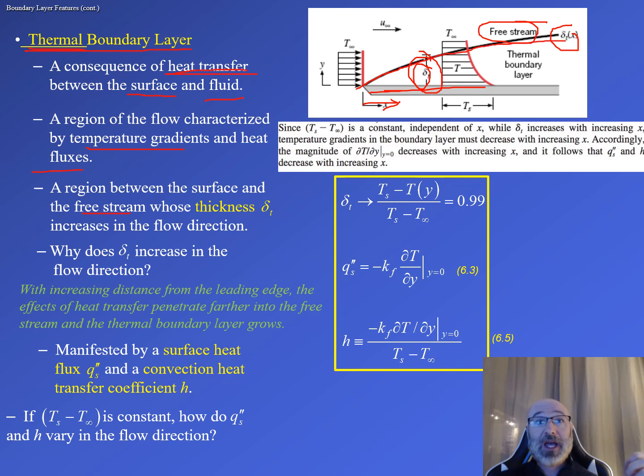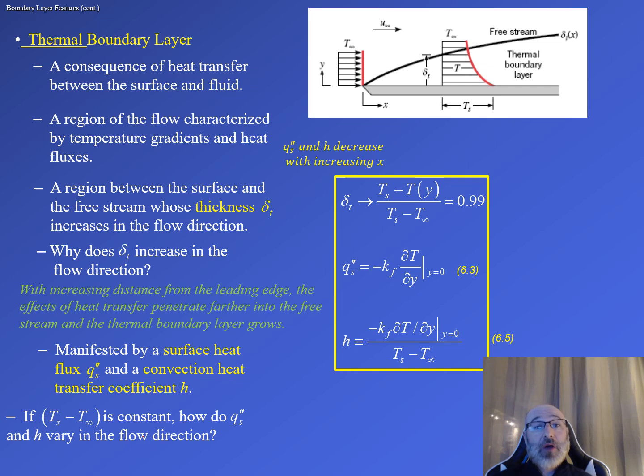So now the question is, why does delta T increase in our flow direction right here? Well, what we can think about here is with our increasing distance from that leading edge, the effects of our heat transfer are going to penetrate further into that free stream, and the boundary layer effects are going to grow. So our thermal boundary layer is going to grow as we go further along in our x direction.